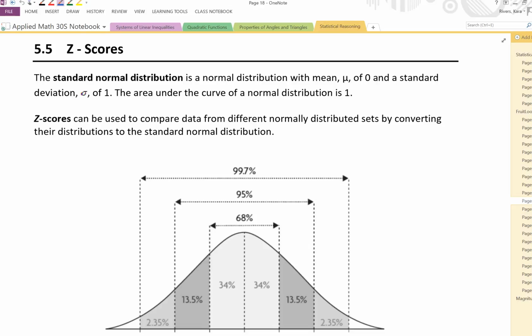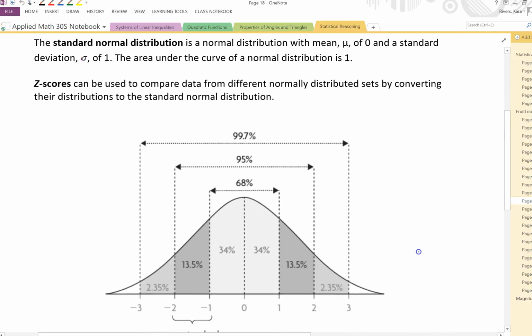In this lesson, we're going to look at Z-scores. The standard normal distribution is a normal distribution with mean mu of 0 and a standard deviation sigma of 1. The area under the curve of a normal distribution is 1.